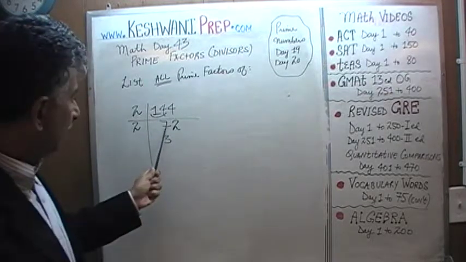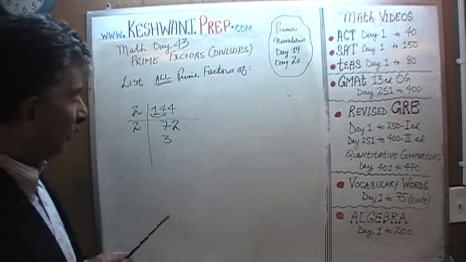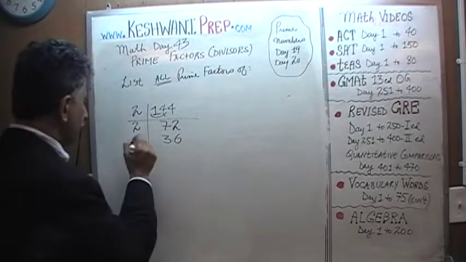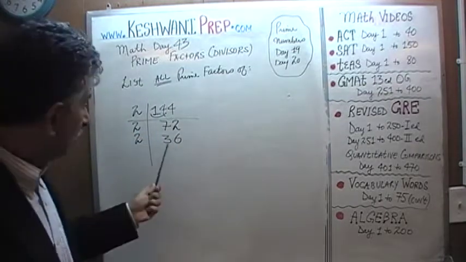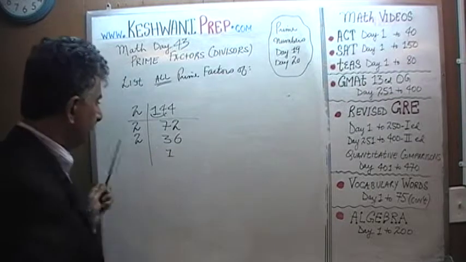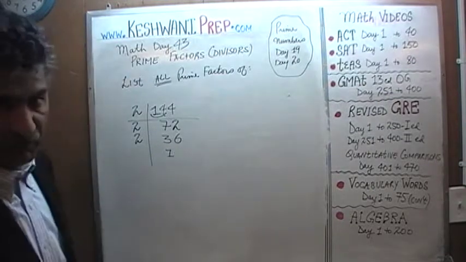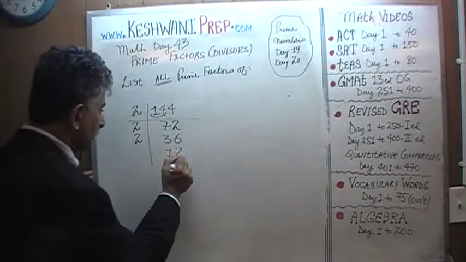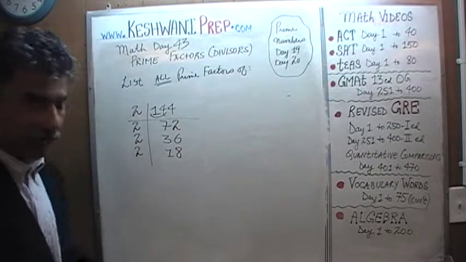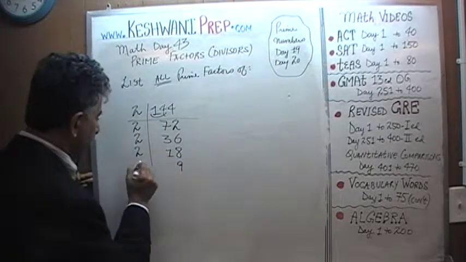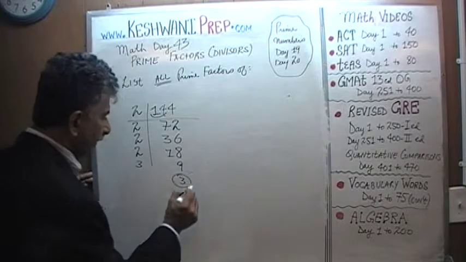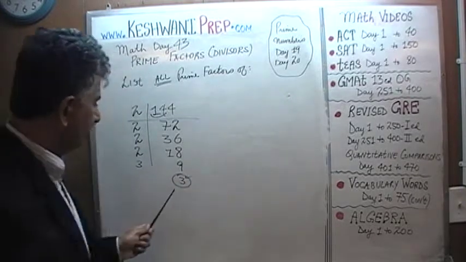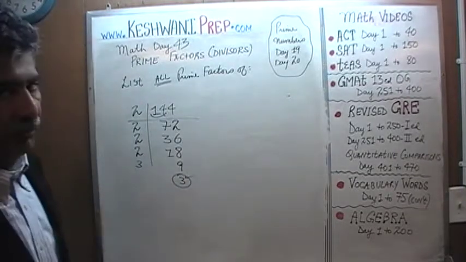7 has 3 2's. The remaining one goes and joins the 2, becomes 12, and 12 has 6 2's. Oh, it's an even number one more time. Let's do one more time with 2. 3 has 1 2. The remaining one goes and joins the 6, becomes 16, and 16 has 8 2's. Oh, it's an even number one more time. Let's do one more time. We get a 9, and finally we divide by 3, and we get a 3. Since we have a prime number at the end, that's where the story ends.